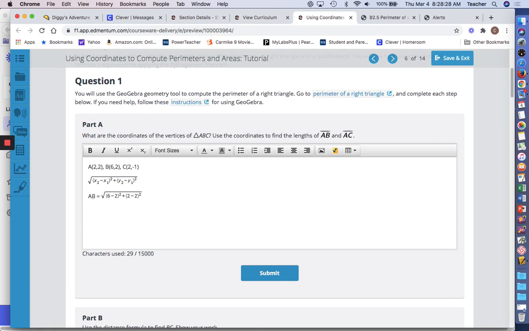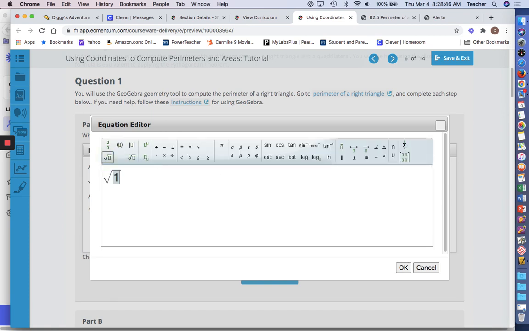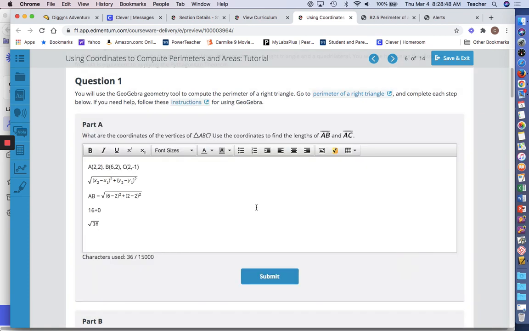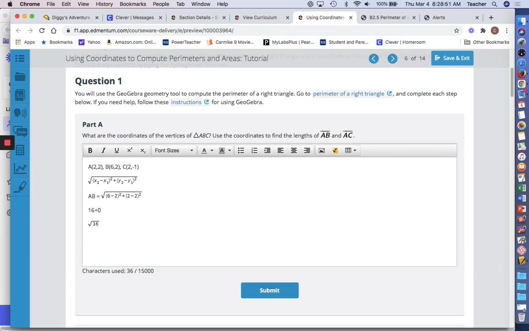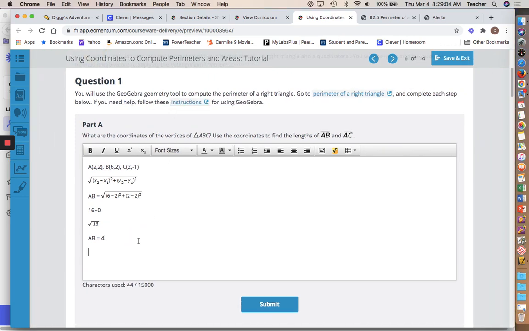6 minus 2 is 4. Now 4 squared is 16. 2 minus 2 is 0. 0 squared is 0. So basically you're looking at the square root of 16, because 16 plus 0 is, well, 16. And the square root of 16 is 4. So AB is 4. And again, if you don't believe me, there's a 16. I'm going to square root that. You get a 4.